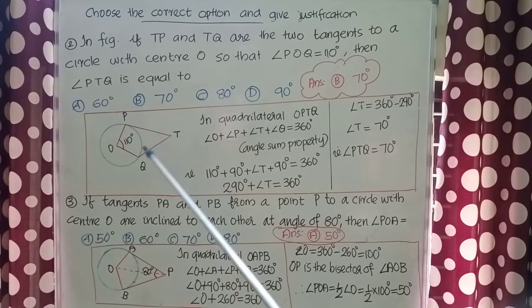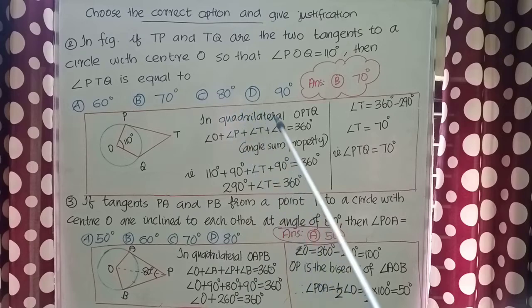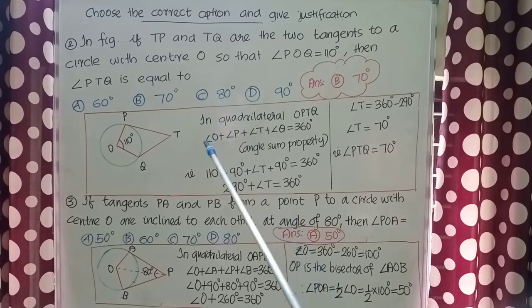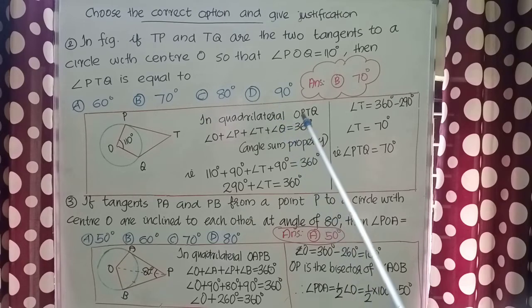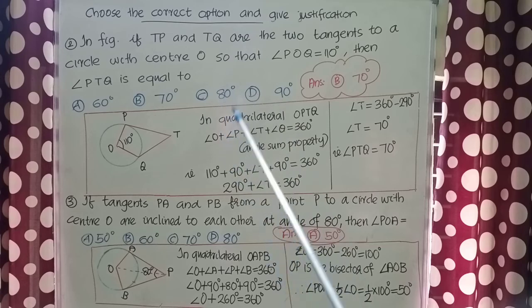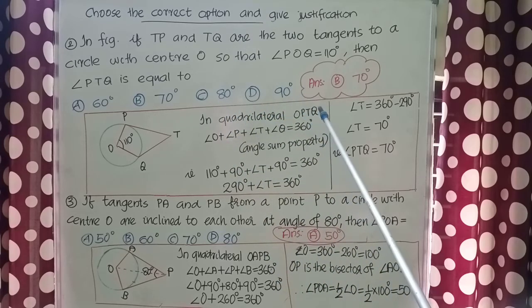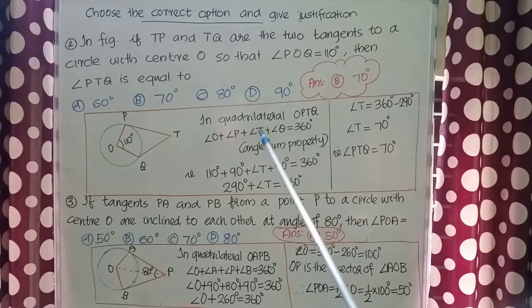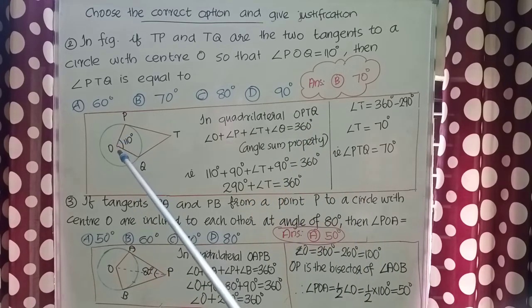So you see the figure, we can understand this OPTQ is a quadrilateral and we know the angle sum property of a quadrilateral. The sum of the angles of a quadrilateral is 360 degree. So we can write in quadrilateral OPTQ, angle O plus angle P plus angle T plus angle Q equal to 360 degree.